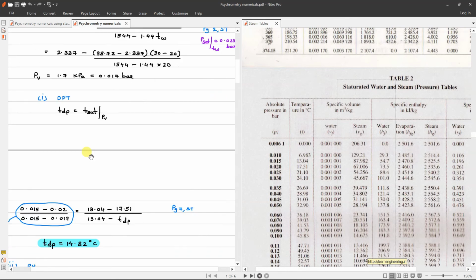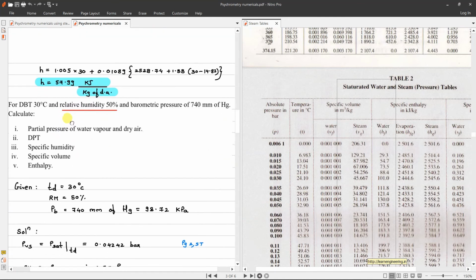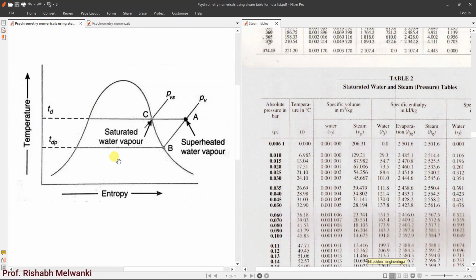So this is the first numerical, where along with dry bulb temperature, wet bulb temperature was given. Next numerical we will see. In this numerical, along with dry bulb temperature, relative humidity is given. So this is the second type.